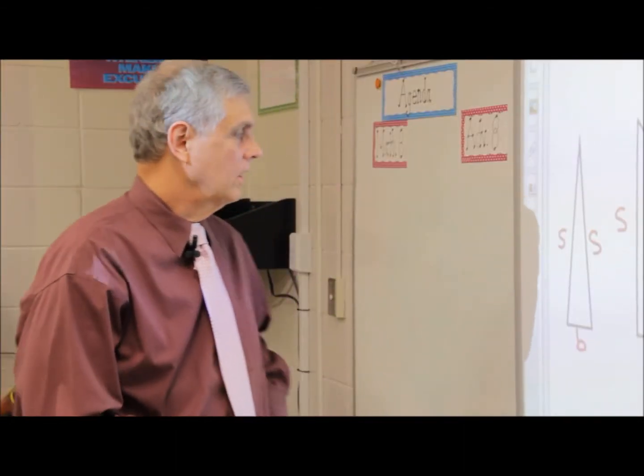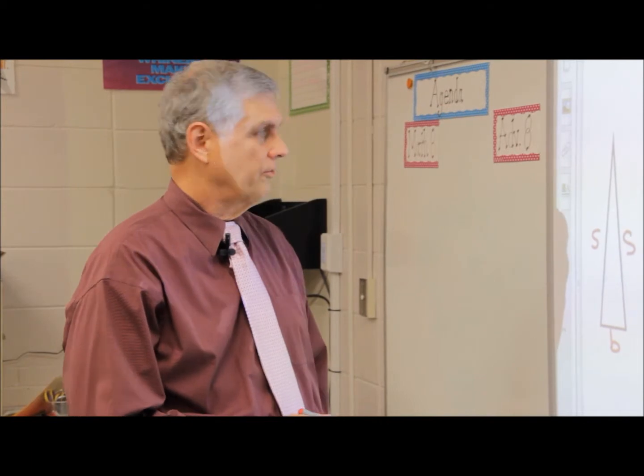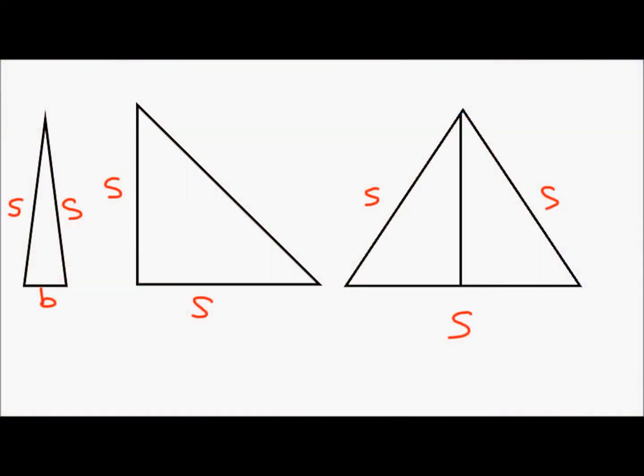Okay, let's take a look at this board together. You'll notice that I have drawn 3 different triangles up here. They're each different in certain ways. I've used the letter S here to show that on each of these triangles there are certain relationships with regard to the sides. In this first one, these 2 sides are equal. Now, anytime you have a triangle where 2 sides are equal, it's called an isosceles triangle.